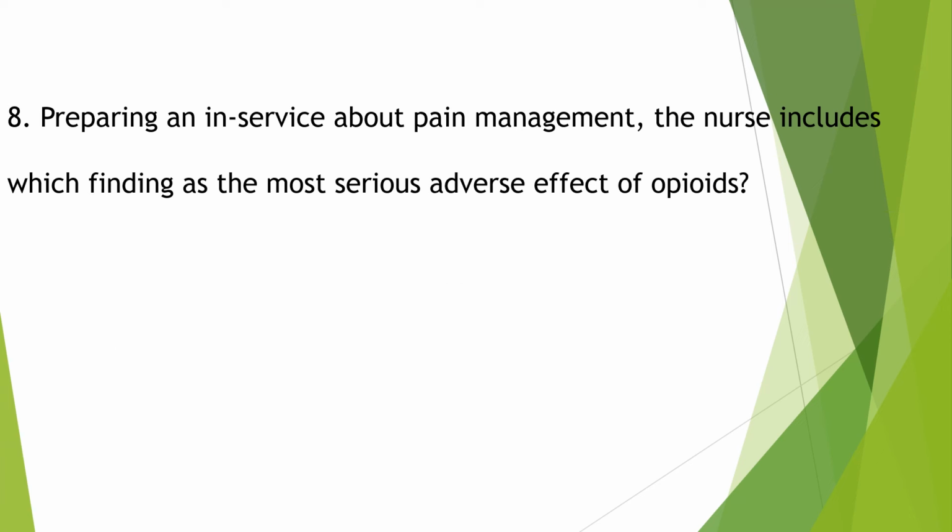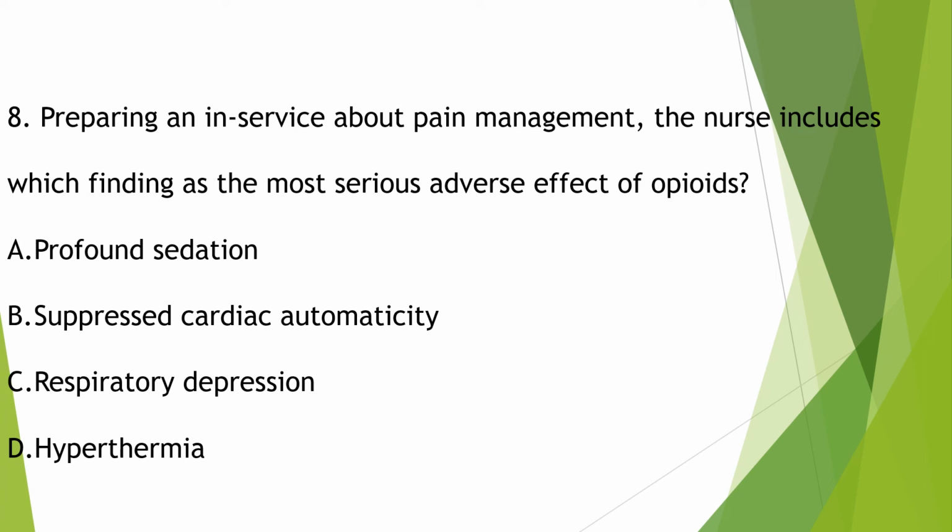Preparing an in-service about pain management, the nurse includes which finding is the most serious adverse effect of opioids? Is it profound sedation, suppressed cardiac automaticity, respiratory depression or hyperthermia? So the most serious adverse effect of an opioid is respiratory depression. Death following overdose of an opioid happens from respiratory arrest. So respiratory depression is the most serious adverse effect of opioid.